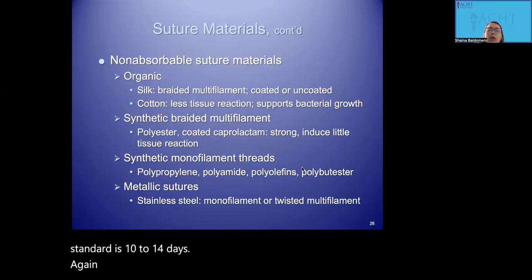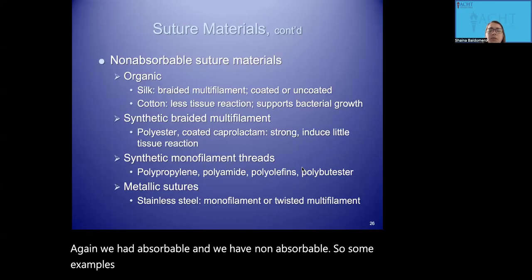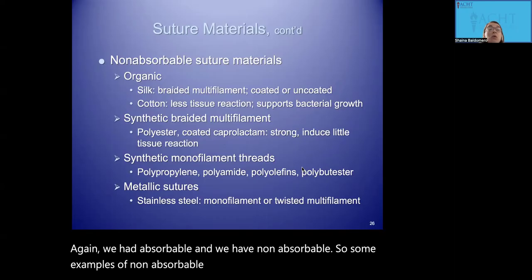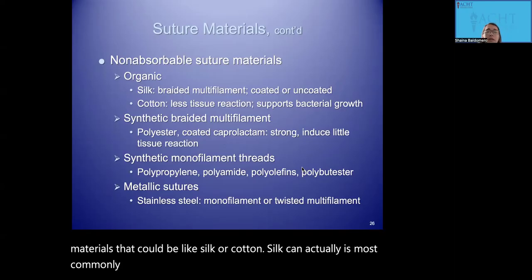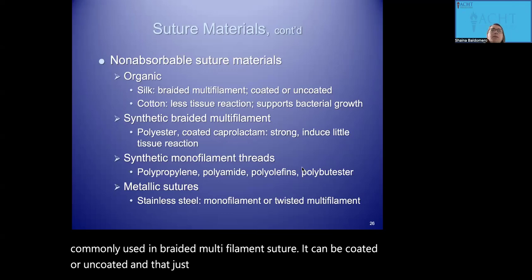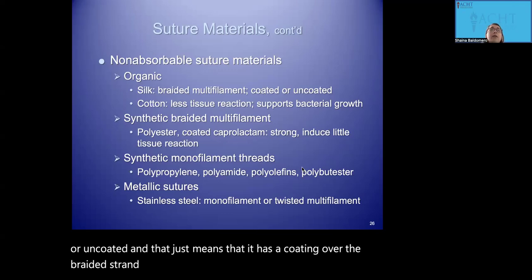Again, we had absorbable and we have non-absorbable. So some examples of non-absorbable sutures would be organic materials, like silk or cotton. Silk is most commonly used in braided multifilament suture. It can be coated or uncoated, and that just means that it has a coating over the braided strand versus not having a coating.